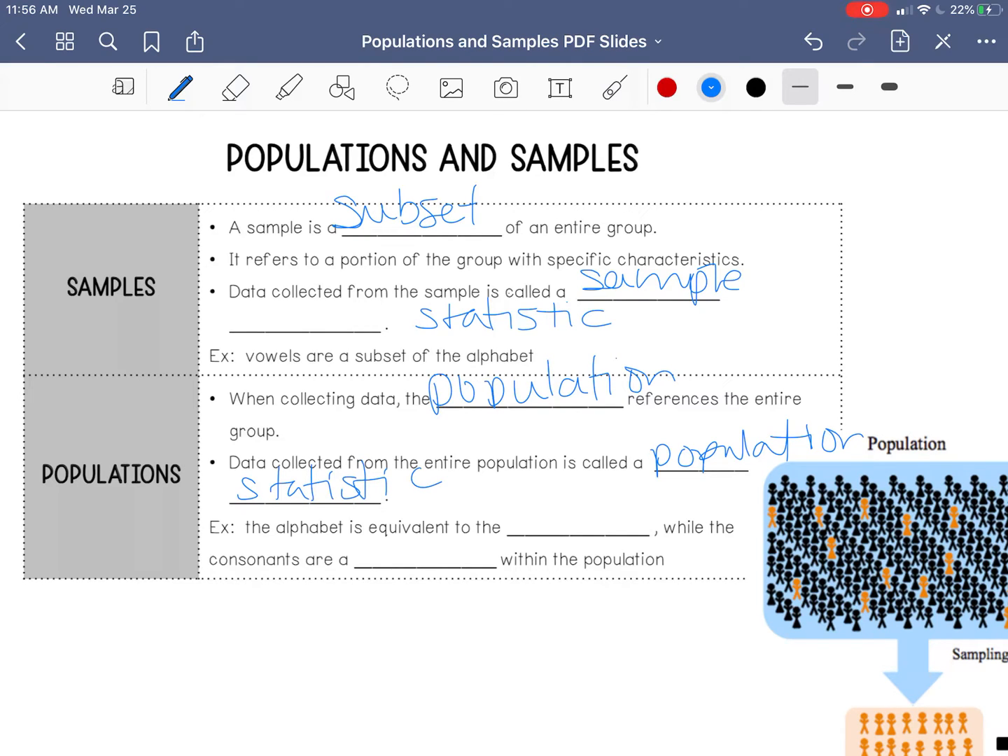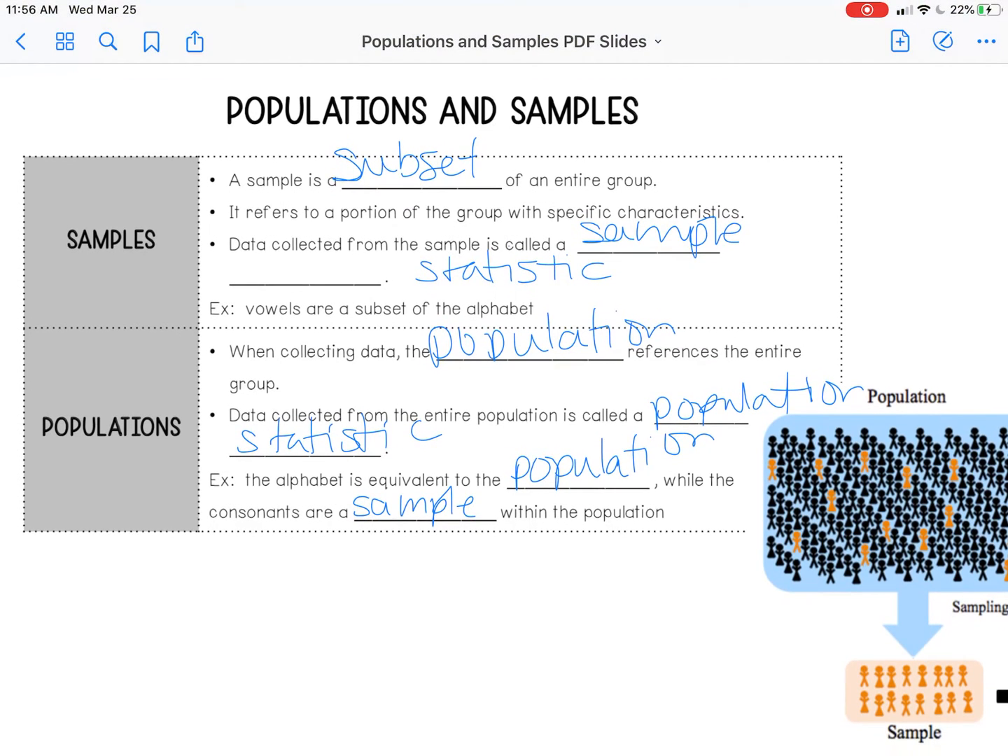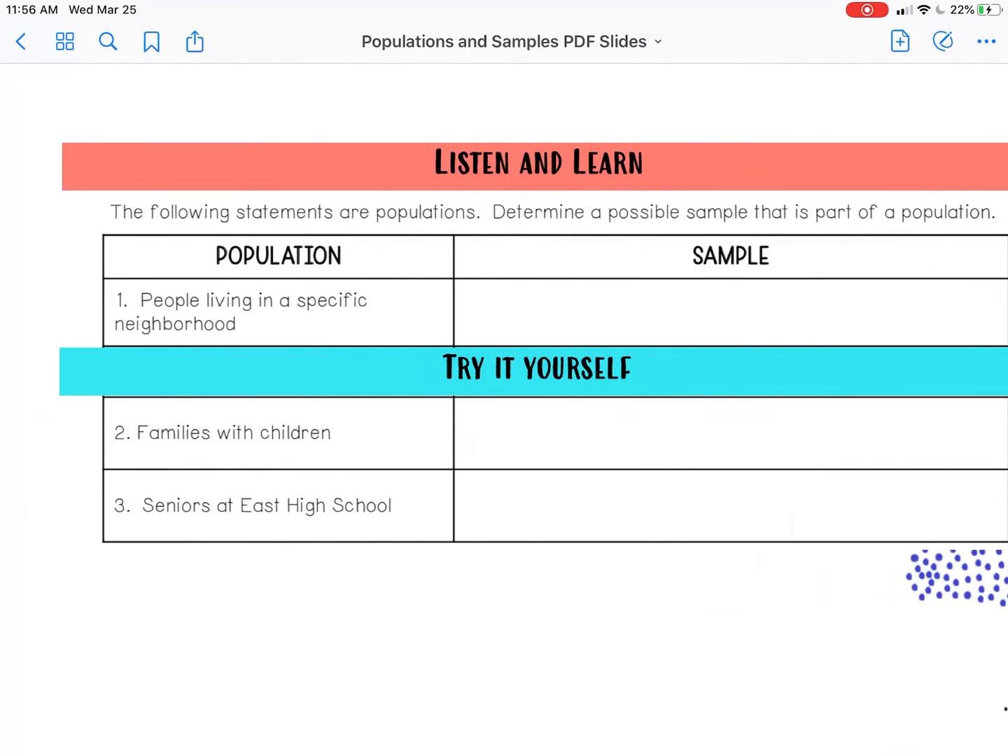So the alphabet is equivalent to the population, and the consonants are just a subset of the population, so that's going to be a sample of the population. Again, if we talk about the whole school and I only want to know something about seventh graders, the population would be the whole school, and the seventh graders would be the sample of the population.